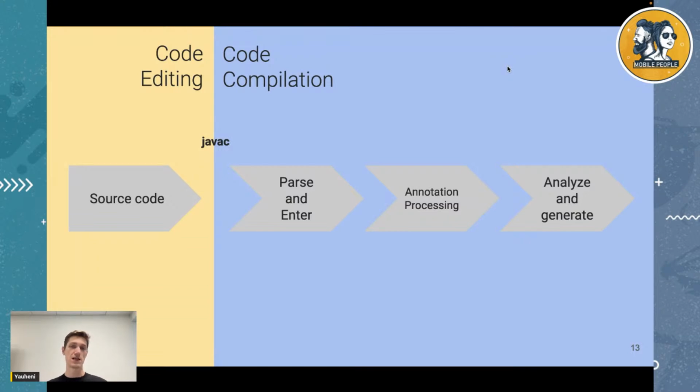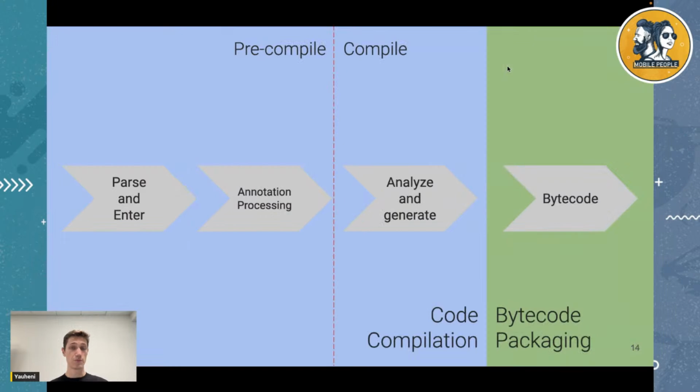As I already said, parse and enter is the stage when the compiler builds syntax trees and other trees it requires, checks the syntax, and provides this syntax tree to the lint tool and other tools which require it. Annotation processing is a stage we will discuss a little bit later, and analyze and generate is the actual compilation stage, where the compiler analyzes the whole source code, checks dependencies, and so on. We can also subdivide the compilation stage into precompile and compile.